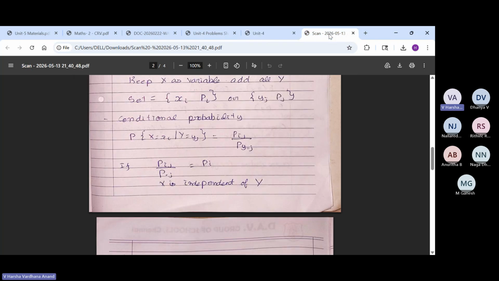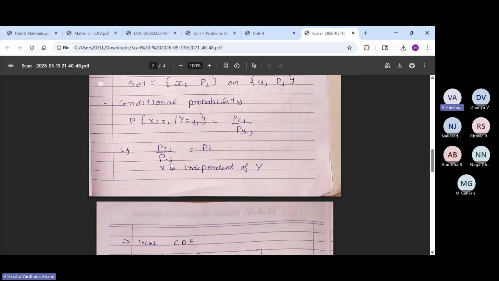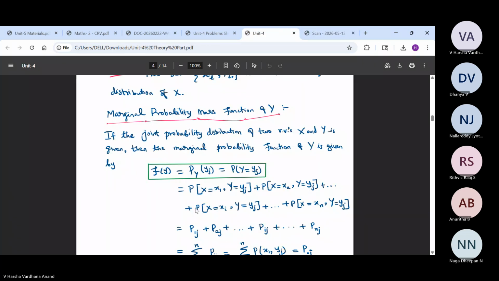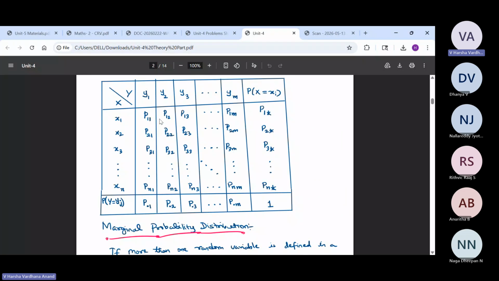Again, in the case of conditional probability, if Pij by Pj is equal to Pi, what does it mean? Regardless of the value of y, the x value remains the same. So that means x is independent of y, and y is independent of x. So all of P1 to Pm will be the same. This entire grid will have the same value all over in the case of independent probability.